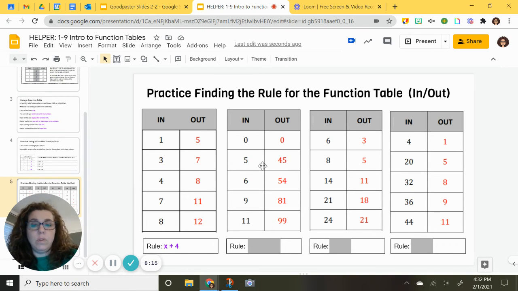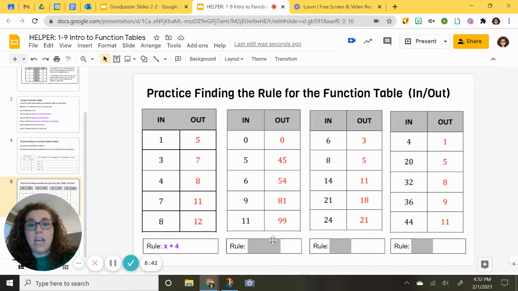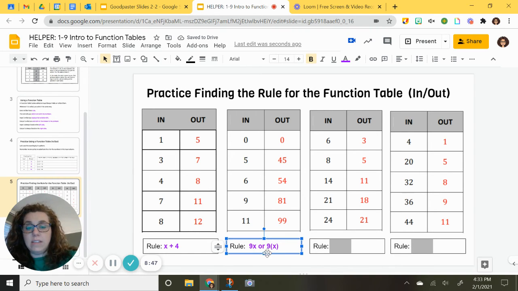Okay, I don't know. So I'm just going to keep going. Like 5 times what gives me 45? 5 times 9. So I'm going to check and see it's a times 9 pattern. So that's times 9. 6 times 9 is 54. 9 times 9 is 81. And 11 times 9 is 99. So my pattern is correct. It is a times 9, but we have to write it with the 9 first and the x last. So there's your 2 options on how to write it.